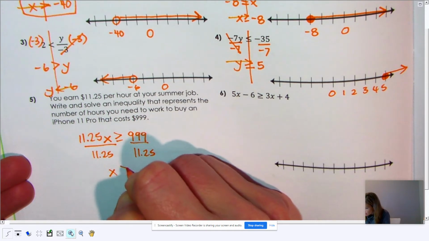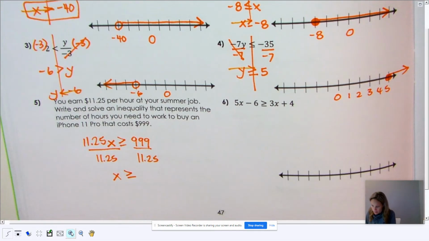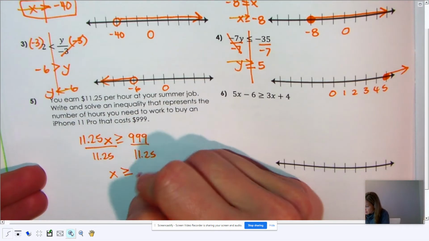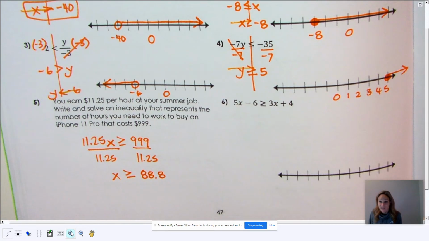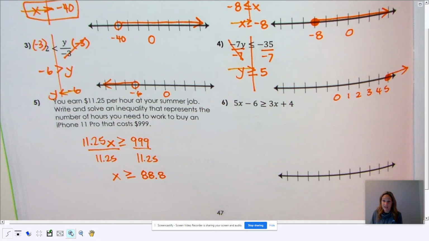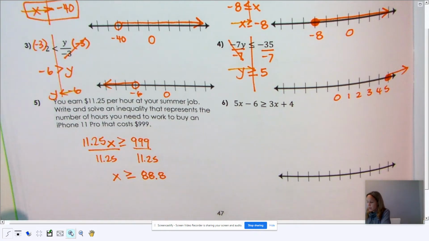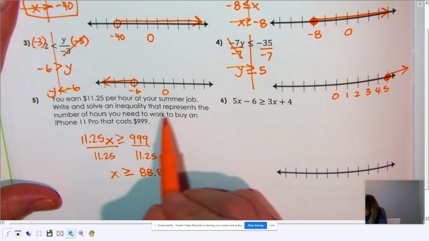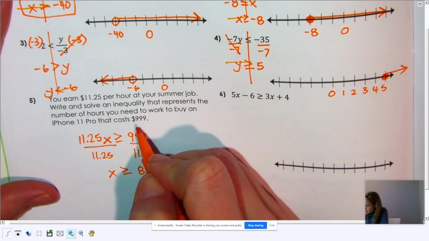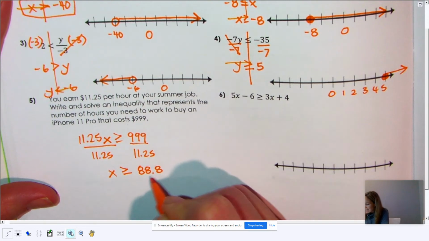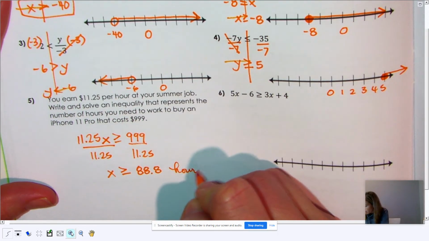So x is greater than or equal to 999 divided by 11.25. We get 88.8. Okay, so I need to work at least 88.8 hours just to get a minimum of $999 to pay for the phone. But who's gonna pay for your phone plan? Other things to think about. Okay, and then this just says write and solve. Okay, so we got it. And then you might want to say that you need to work at least 88.8 hours.